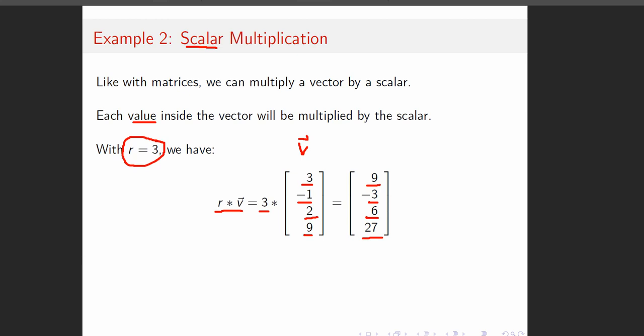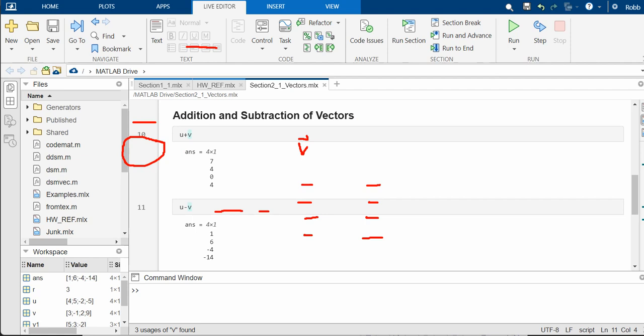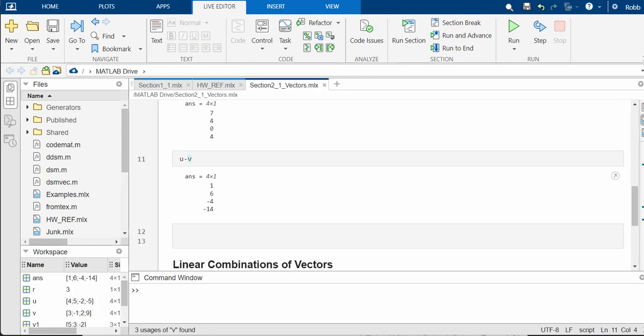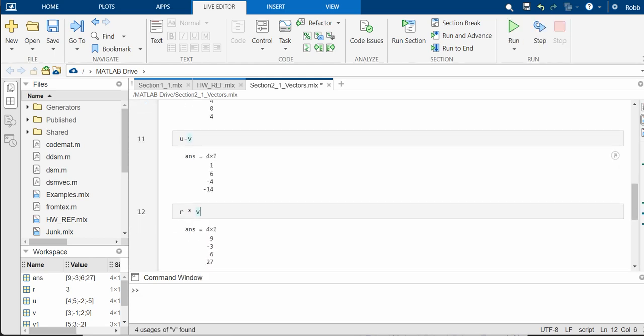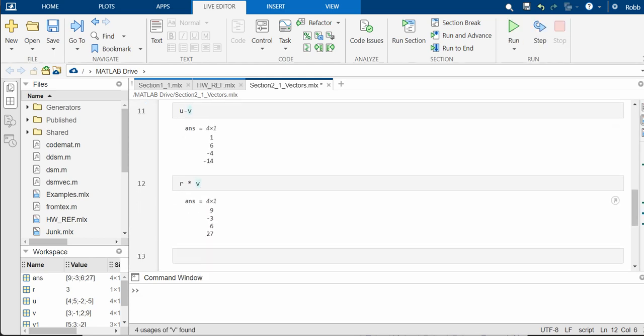And if we jump into MATLAB, let me get rid of the ink, and there we go. We jump into MATLAB, and we can do the same thing. We can take R times V, and we get the 9, -3, 6, 27. So the same thing is working in MATLAB, all right?